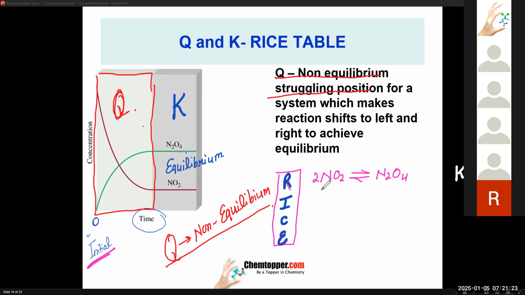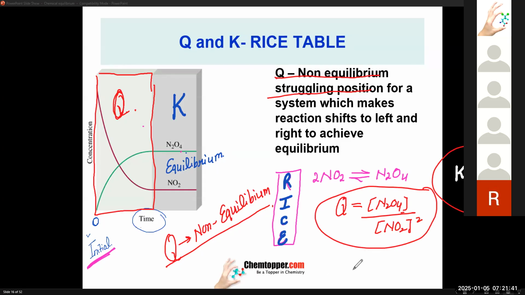But what is the expression for Q for this reaction? Q also has the same expression as K. Concentration of N2O4 over concentration of NO2 raised to power 2. Same expression, children. These two are same. But Q is not at equilibrium, so the value of Q may not be equal to K, right? The other name for Q is reaction quotient. It's just the ratio. No units for Q, no units for K.